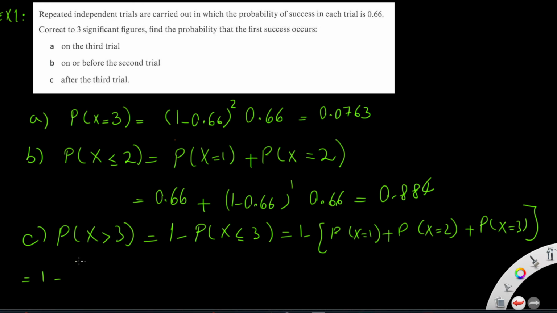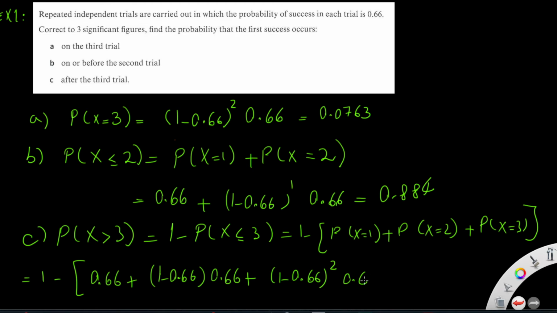which is equal to 1 minus: the probability of success in the first trial, which is 0.66; in the second trial, it means that the first is a failure, then the second one is a success; in the third trial, it means that you have 2 failures, then 1 success. Then the answer will be overall 0.0393.